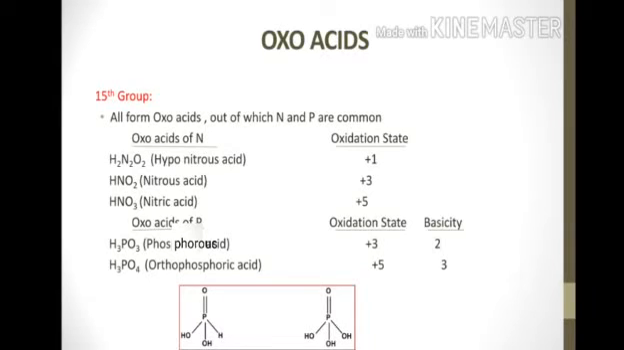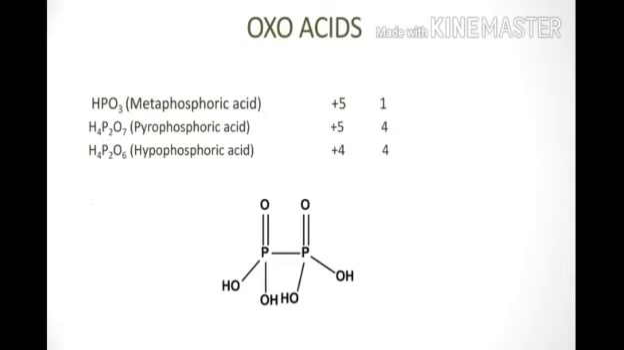Next one is the best known oxo acid of phosphorus, orthophosphoric acid, commonly known as phosphoric acid. Here I am giving the structure of H3PO4 below, and we can see that there are 3 hydrogen atoms present and all 3 are ionizable. So the basicity of H3PO4 is 3, that is a tribasic acid, and the oxidation state of phosphorus in H3PO4 is +5.